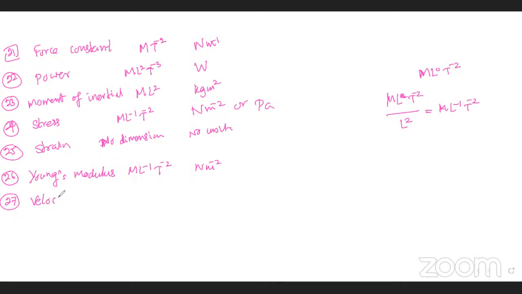So the next one is the velocity gradient. This is velocity divided by the gap or distance. Velocity is LT minus 1, divided by the gap, which is a distance, its dimension is L. Now L cancels, this becomes T minus 1. So its dimensional formula is T minus 1. And its unit is per second, that's a hertz. Per second or hertz.